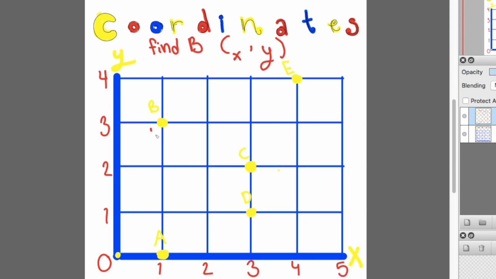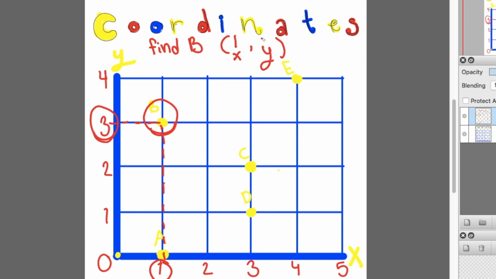Now, let's check your answer. So we can see that point B is there, and we're going to use the method that we just learned and draw lines connecting to either of the axes. So we know that our y value is 3 and our x value is 1.